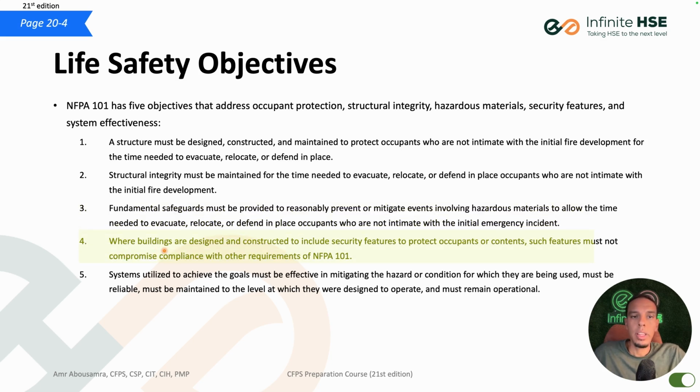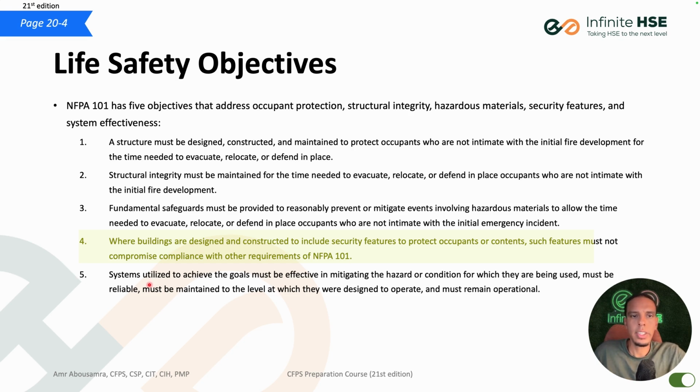Number 4, where buildings are designed and constructed to include security features to protect occupants or contents, such features must not compromise compliance with other requirements of NFPA 101. What does it mean? Suppose you are in a bank, for example. We have a security feature to prevent unauthorized persons from entering some places, but we have to think about the evacuation. In case of any emergency, we need people to evacuate the building. So we have to integrate the alarm system or whatever to make sure that we preserve the occupants and also achieve the security features.